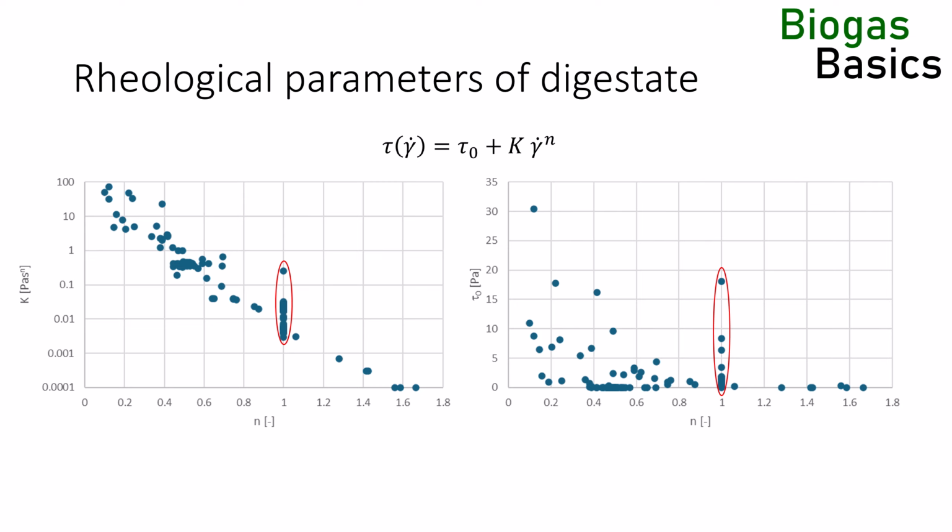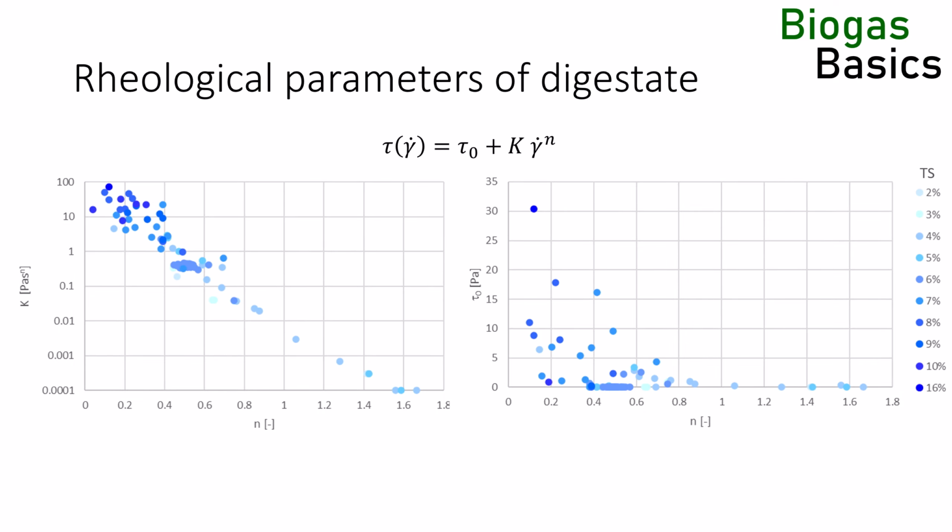So is there another data point that can be used to characterize the viscosity of digestate? The viscosity of digestate depends on the total solids concentration. We can first remove the Bingham data points and then replot the figure and allocate different colors to the data. The higher the TS, the darker the data point. We can see that higher TS leads to lower flow behavior indices N.